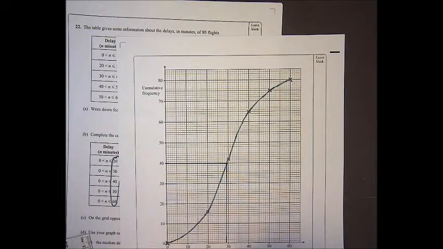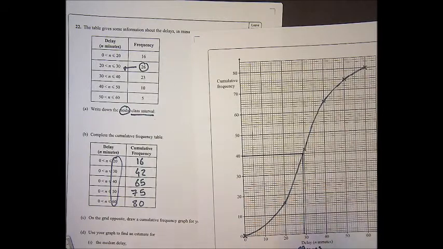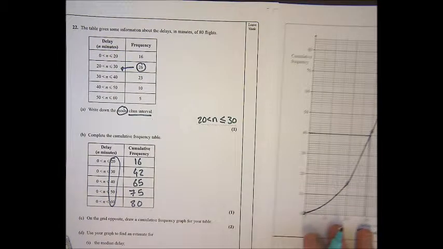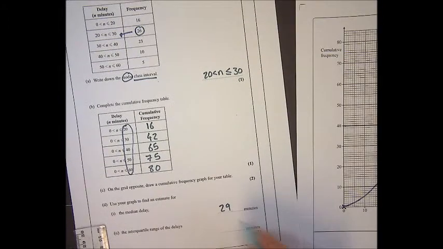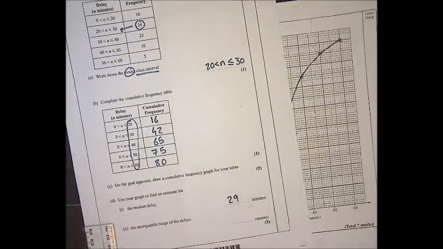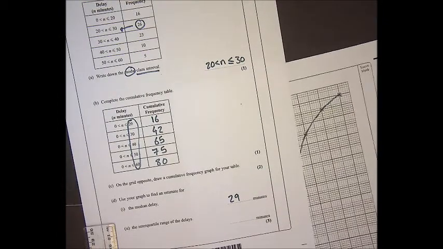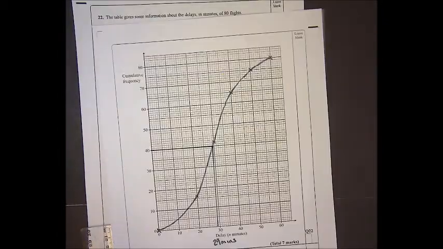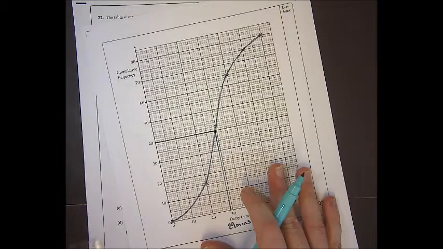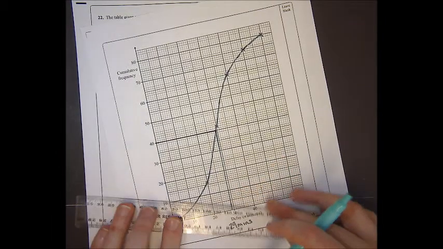So if I put down this, it's 29 minutes. Now the interquartile range relies on two values, that is the upper quartile and the lower quartile. It's a little bit like the median, except it's not halfway, it's a quarter of the way. So a quarter of 80 is 20. So you can see that the lower quartile is 22 minutes.